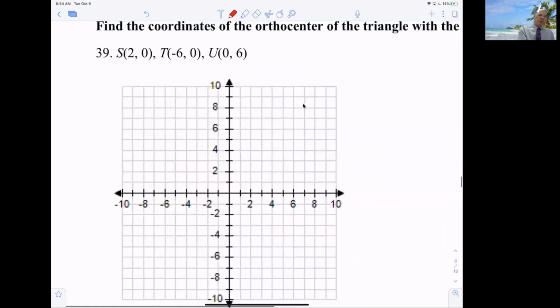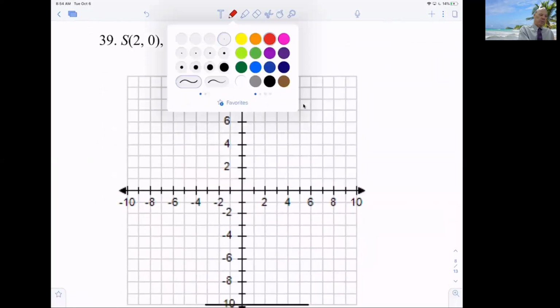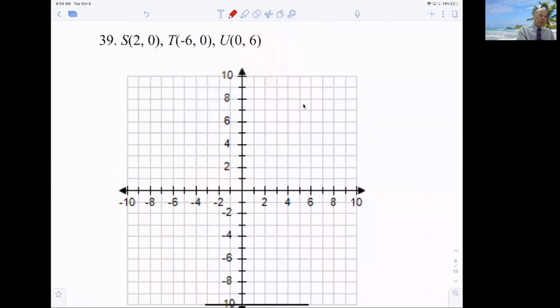All right, let's practice that because that seemed to be tricky for some kids. So here we go. Let's plot (2, 0), (-6, 0), which is nice, and (0, 6). Wow, this one I think is just too easy.